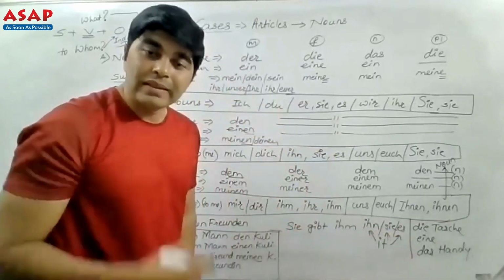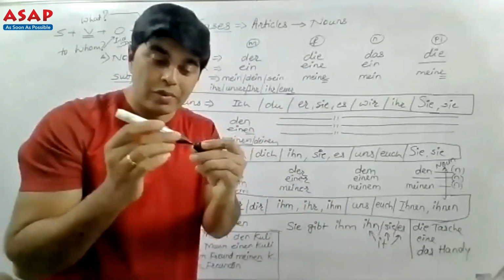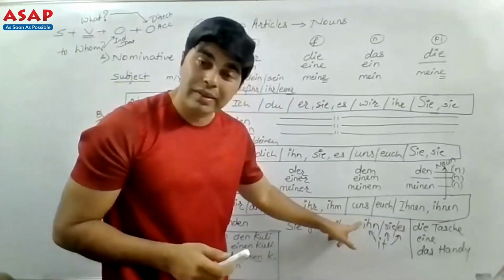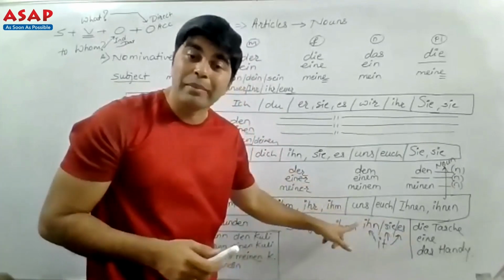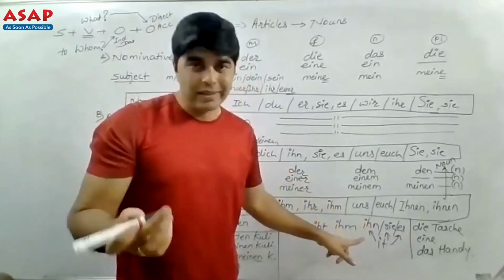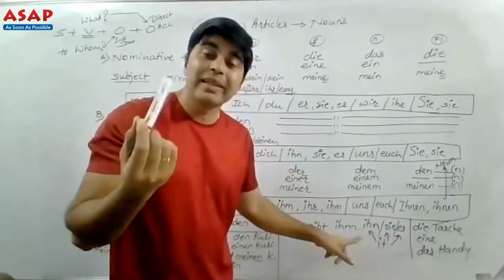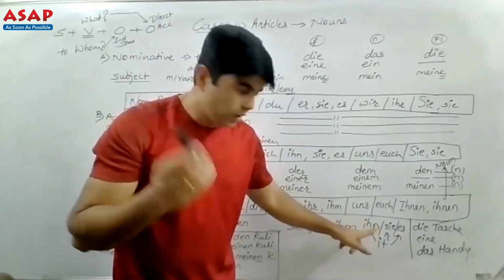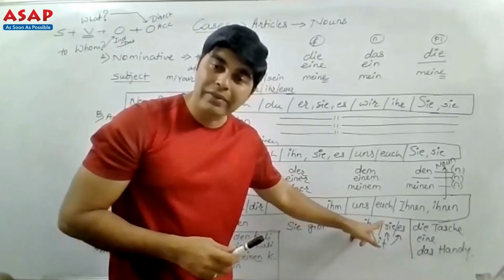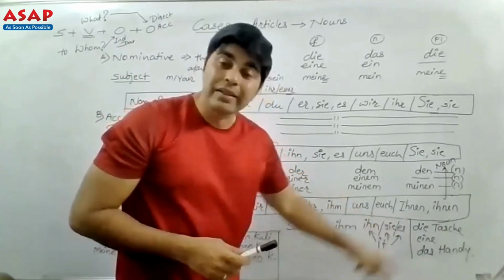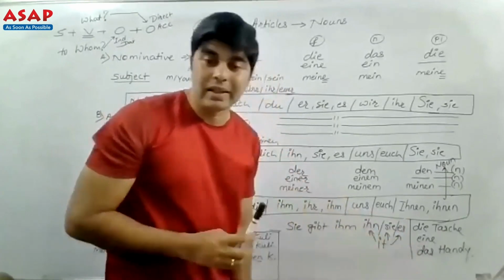The gender of that object. If you are talking about a pen, it is masculine, so you will not use es, you will use ihn. So again, masculine. In English when you translate, it is "it", but in German when you translate, it is "him". So for a masculine object it will be ihn, for a feminine object it will be sie, and es for a neutral object like das Handy.